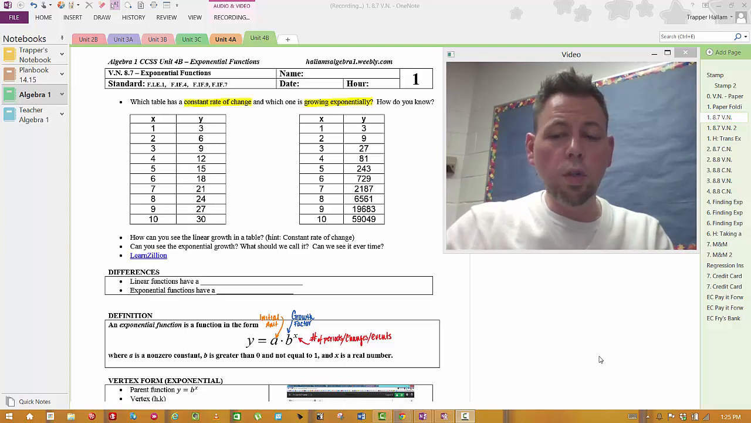So what we're going to do is look at a function that we know already, linear functions. We're pretty comfortable with them. We know that they have a constant rate of change.